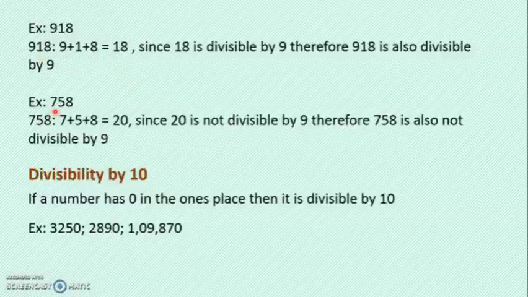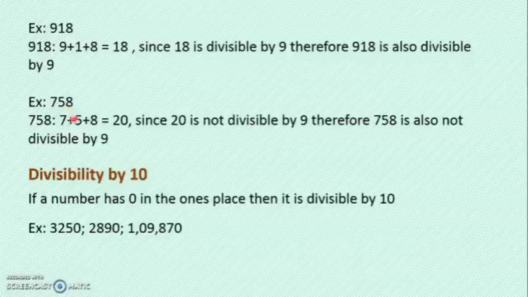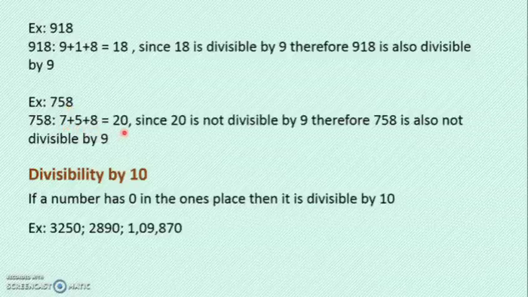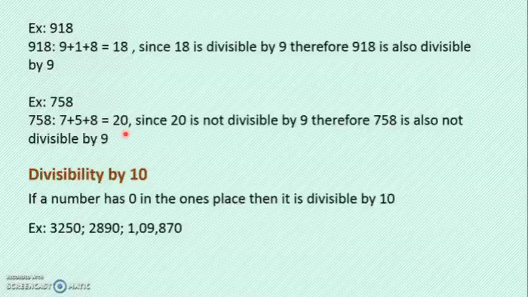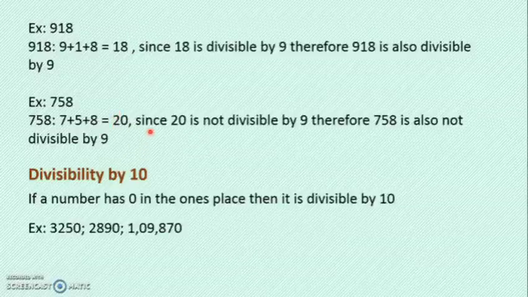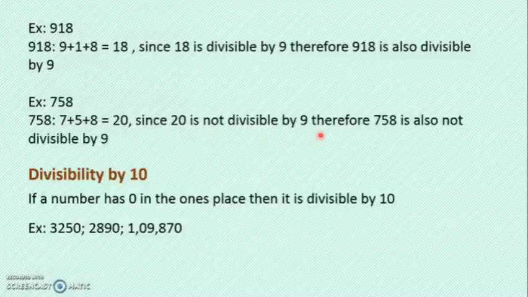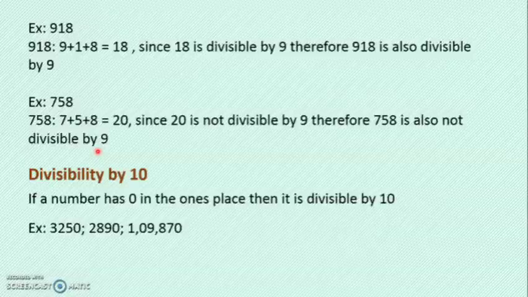Let's try another one. 758. 7 plus 5, 12, 12 plus 8, 20. Is it divisible by 9? In 9's table, 20 doesn't come. So this is not divisible. Since 20 is not divisible by 9, therefore 758 is also not divisible by 9. Okay.